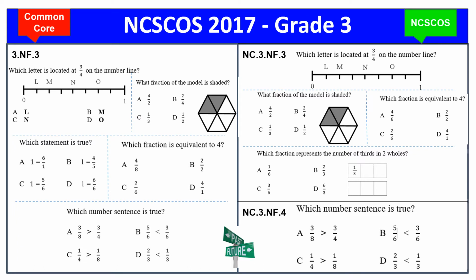Students use area models and number lines to identify equivalencies between halves, fourths, and eighths, and between thirds and sixths. Students identify fractions equivalent to 1, 2, 3, and 4 wholes. Students compare fractions with like numerators or fractions with like denominators.